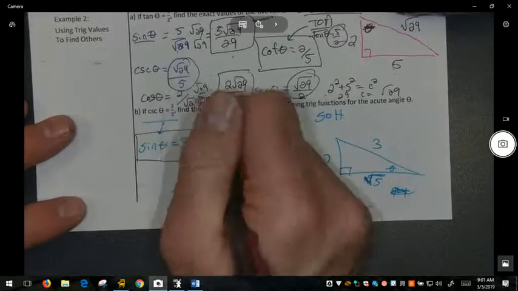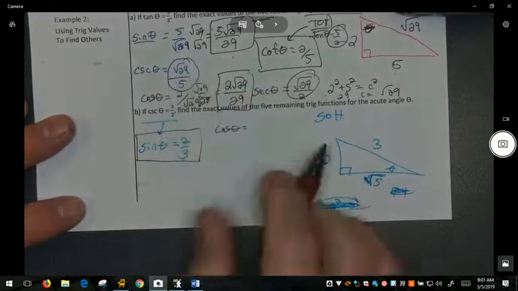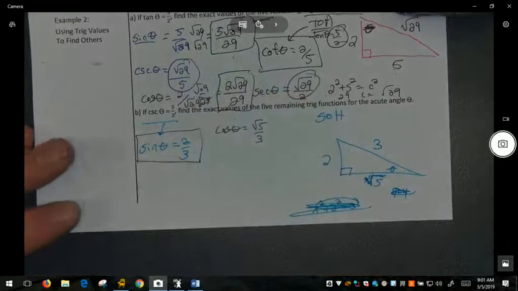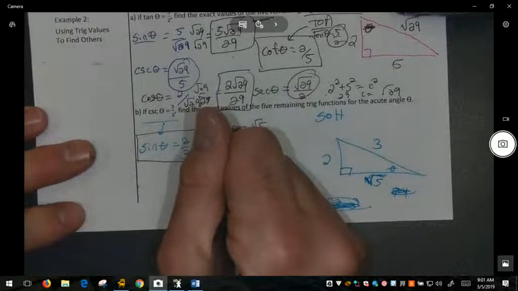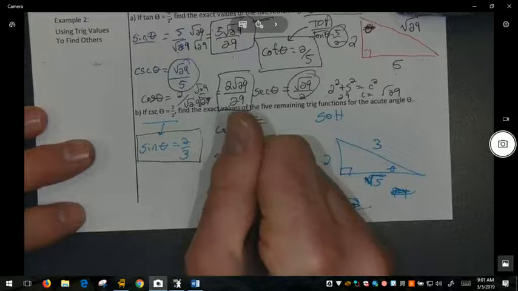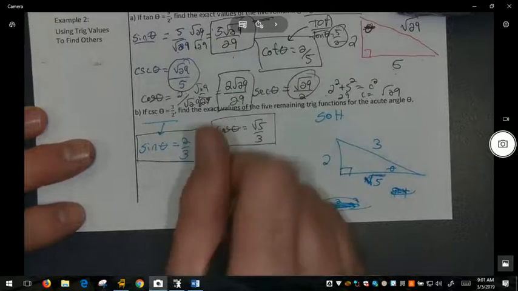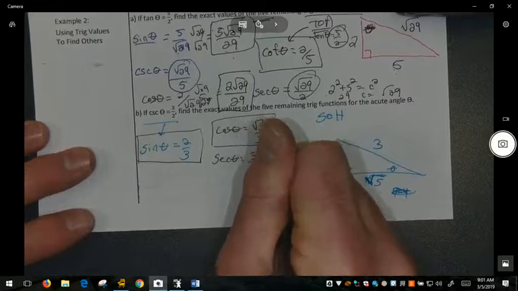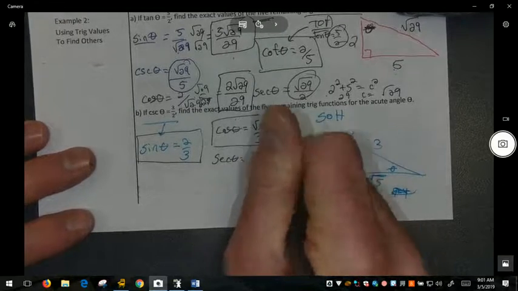We now move on to cosine. Cosine of theta is adjacent over hypotenuse, which is square root of 5 over 3. This means that the secant will be the reciprocal value, 3 over the square root of 5. This one does not have to be rationalized. This one does. This gives us 3 square root of 5 over 5.